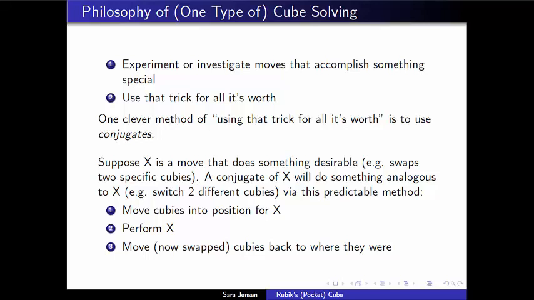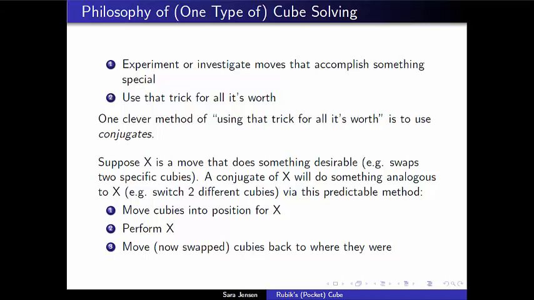For example, maybe it swaps two very specific cubies. Then what a conjugate of x is going to do is it's going to have this feel of being three-parted, and it's going to do something really similar to x. For example, if x is something that switches two specific cubies, then maybe this conjugate of x will switch two different cubies, but it has this particular three-part pattern.